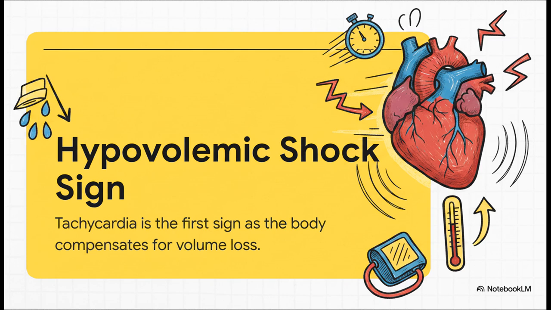If you picked B, tachycardia, you are correct. This is fascinating because the body is just incredibly smart. Early on, it tries to compensate for that loss of blood or fluid volume by pumping the heart faster, just trying to keep that cardiac output up. So for your exam, burn this into your memory. A fast heart rate is going to show up as an early warning sign, way before you actually see their blood pressure start to drop.